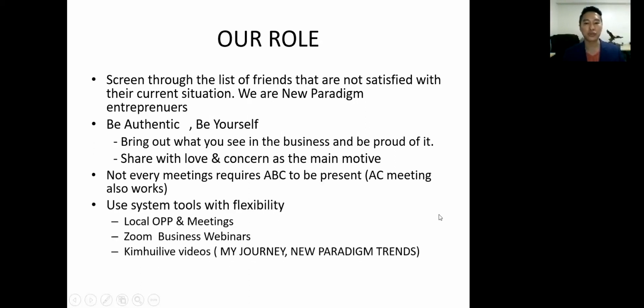All right, and of course, all these system tools come with flexibility. All right, I always emphasize on flexibility, you can always showcase the business on your own, but after you can bring the prospect to a local meeting, right? So that they can see that it's actually real, and there are people that are involved in the meeting, involved in the business. They are very genuine, right, and all professional. Right, local meetings, OPP, all right, and Zoom business webinars as well, right? There's also the videos such as Inside Kimui Live, right? The videos, My Journey and New Paradigm Trends. You can actually use it correctly, all right?